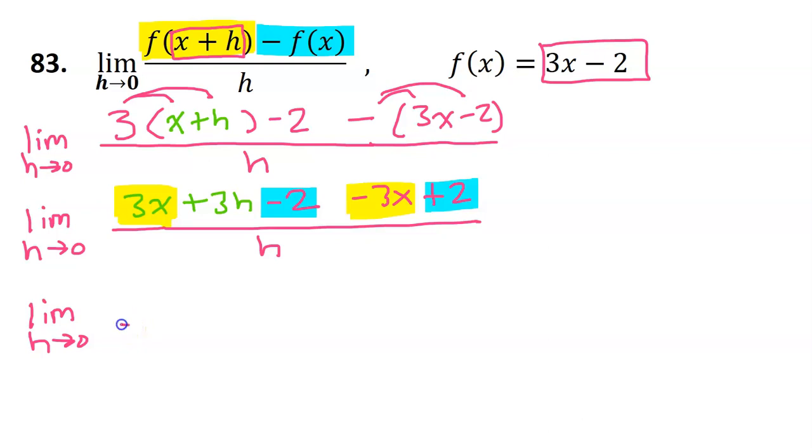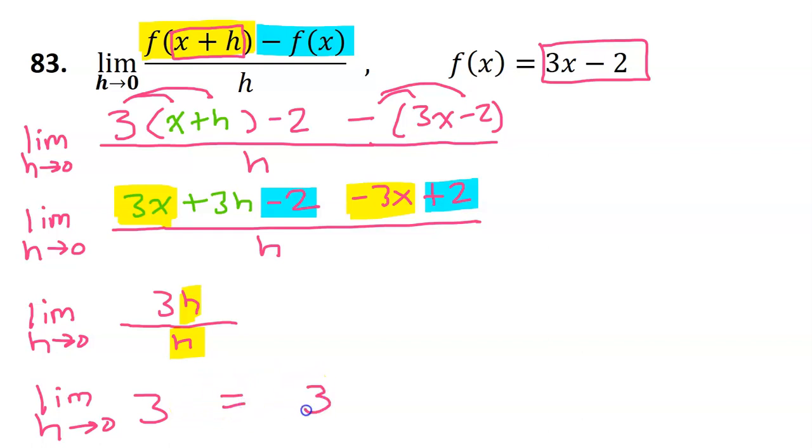So really, I'm just going to have 3h over h. So look what happens. At this point, we're left with the common factor of h in the numerator and the denominator. So that's just going to leave the 3. So I guess technically we will say the limit as h approaches 0 of 3. But guess what? The limit of a constant is that constant. So the actual limit is simply 3.